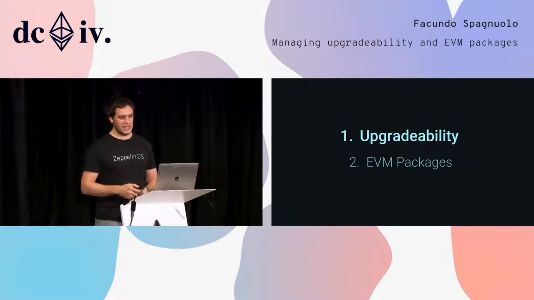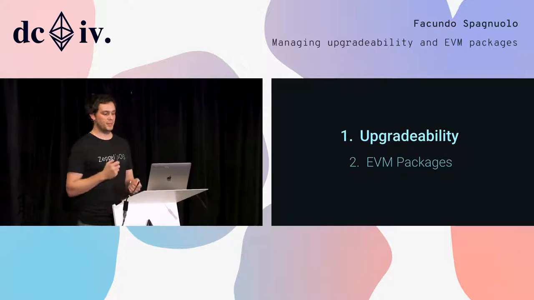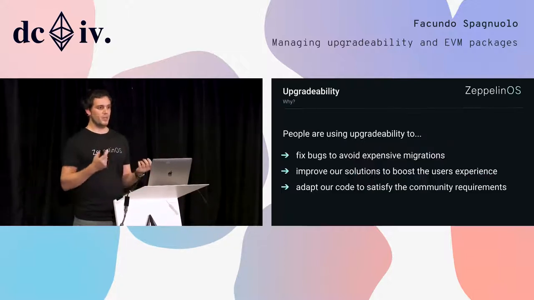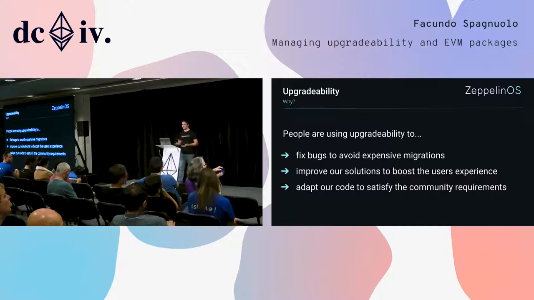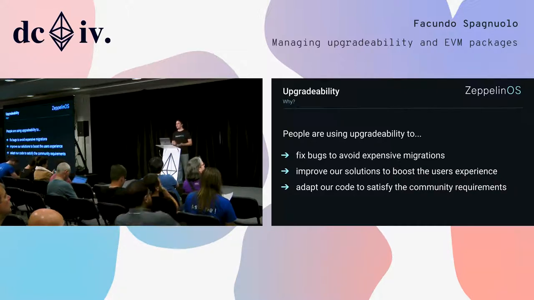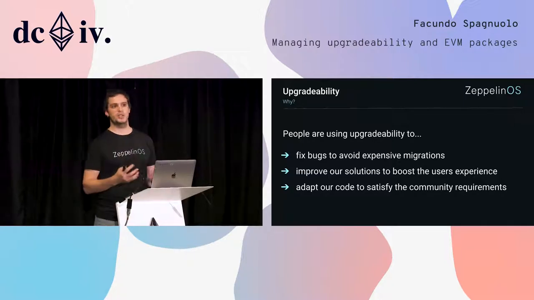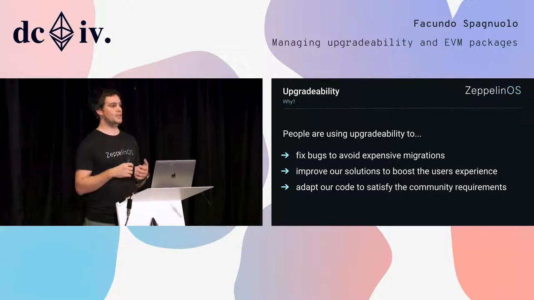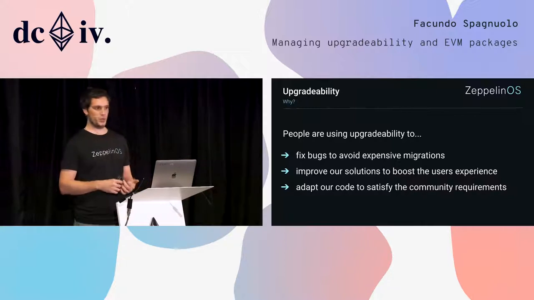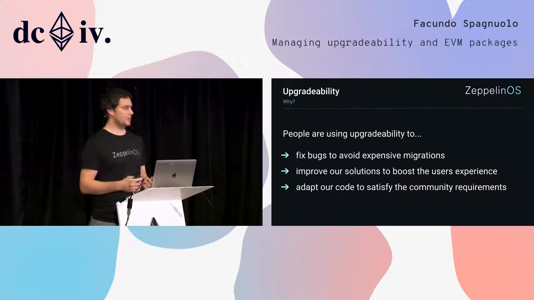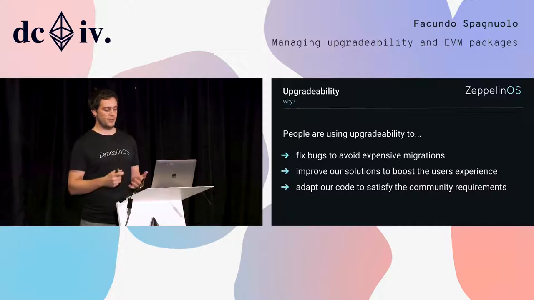So let's begin with the first topic, upgradeability. Of course, immutability is one of the main features of Ethereum. However, software quality really depends on a development that needs to be iterative and incremental. And this means that we need to have the chance to update or patch our code if we need to. And we're not just talking about bugs. We may need to optimize our solutions. We may need to provide new functionality because the community is requiring it or whatever.